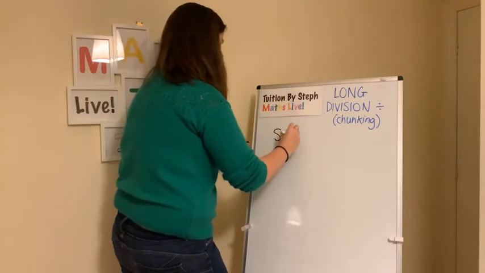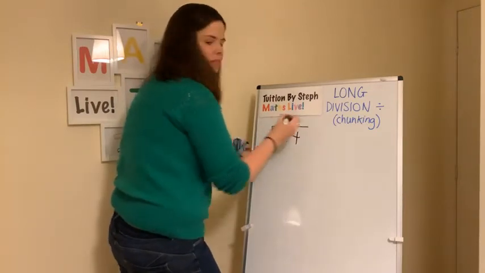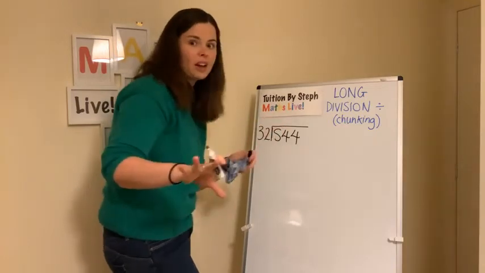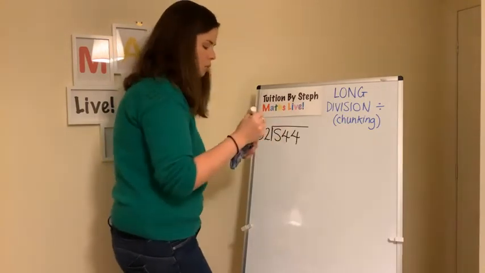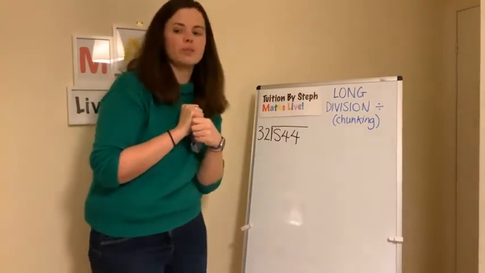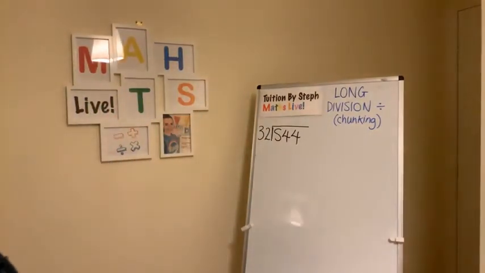Okay, let's do 544 divided by 32. I do have this pre-prepared. I don't have the answer pre-prepared because I want to make sure that it doesn't go into remainder. So try 544 divided by 32.